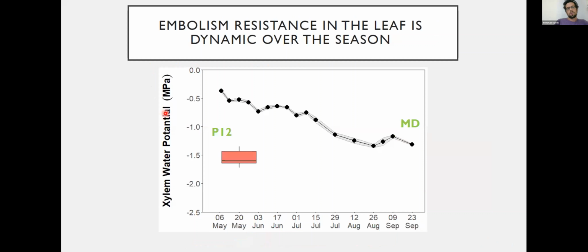My results. So here you can see the no irrigation treatment. The midday stem water potential decreases over the season. And in May, we measured the vulnerability curve in the leaf. And instead of assuming that it's static, we measured it twice more. And we found that embolism resistance in the leaf is dynamic over the season.